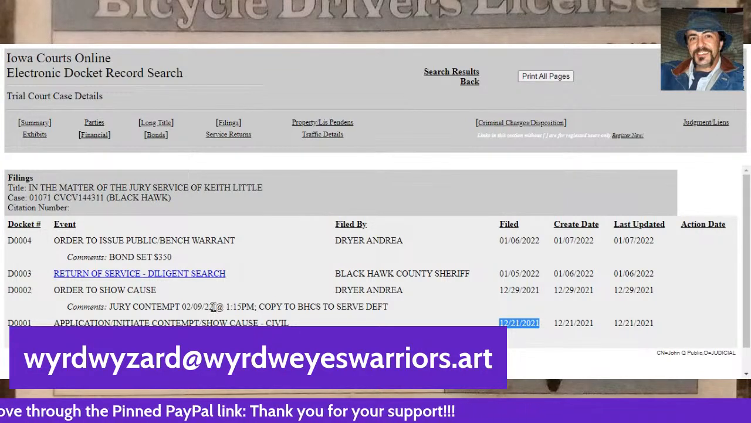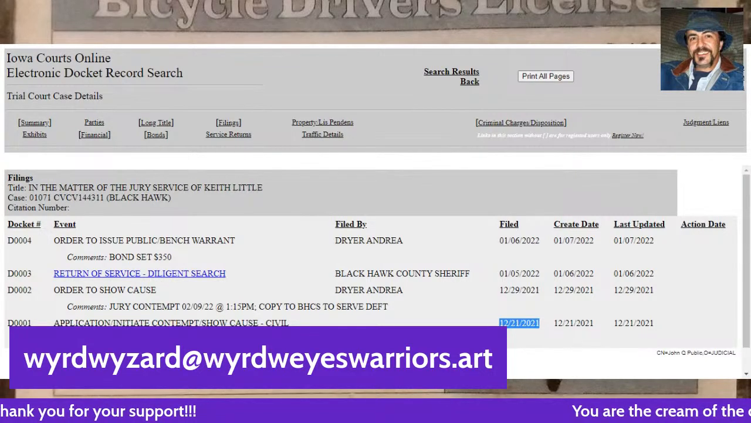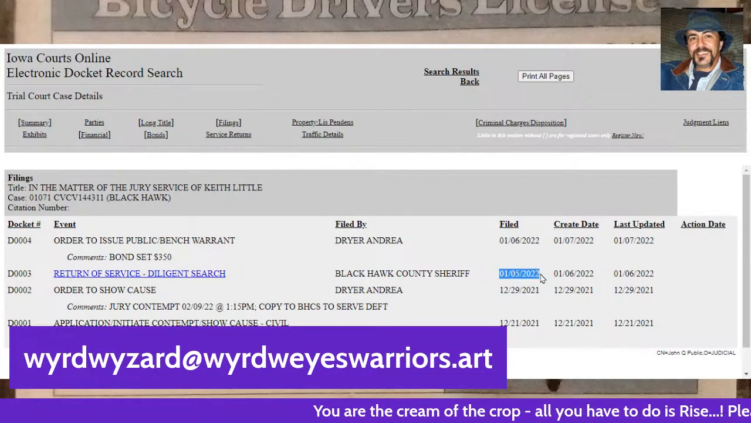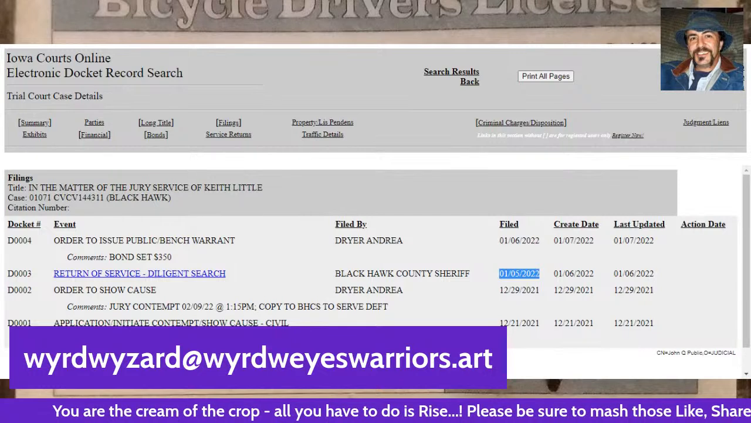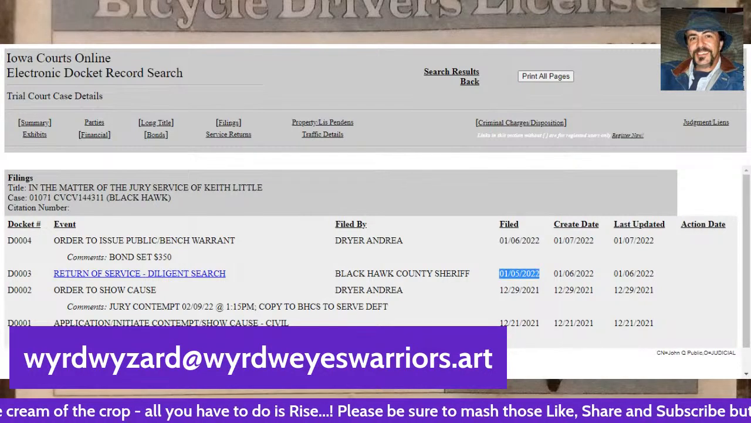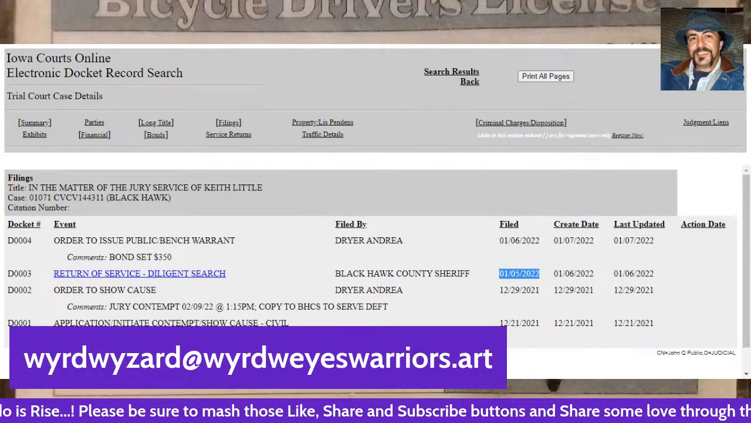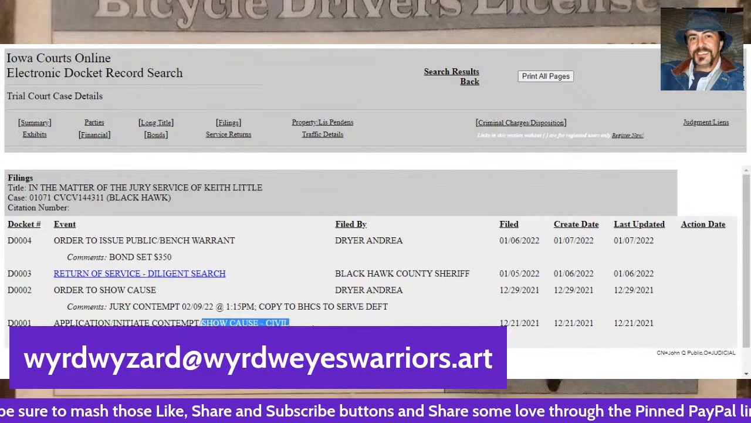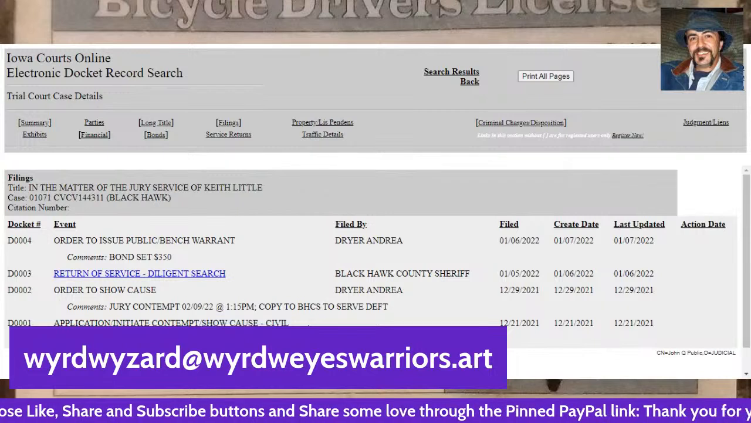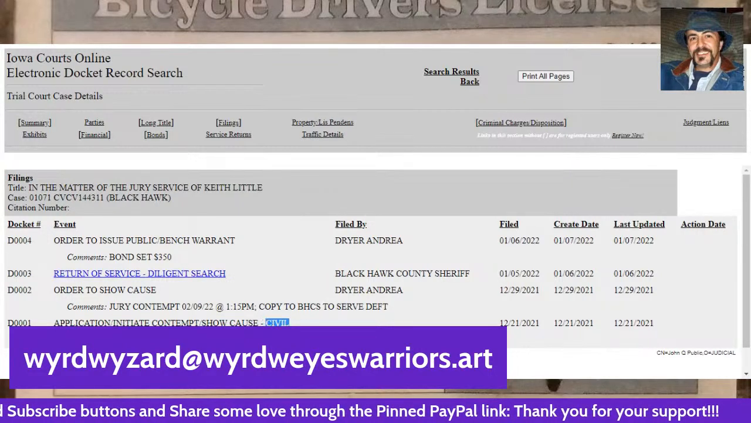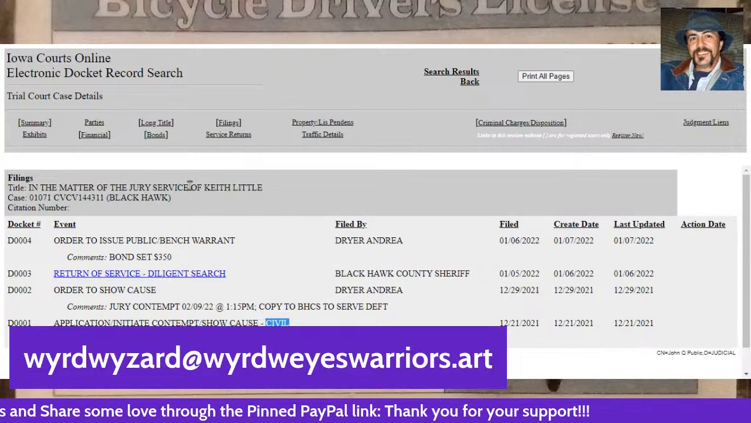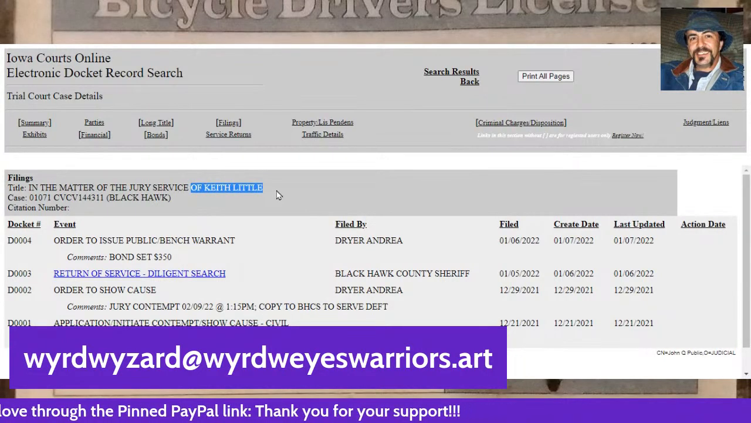9/22. That's February 9th of 2022. And yet he had it the January 5th of 2022. How does that work? How do they push this paperwork, huh? And it says show cause civil. Really? So there's a valid contract for the service of Keith Little as a draft order.